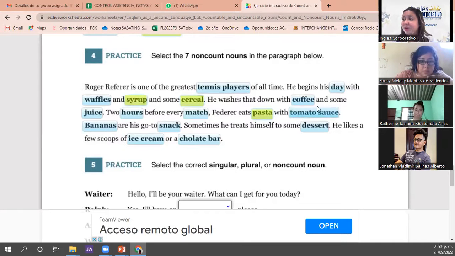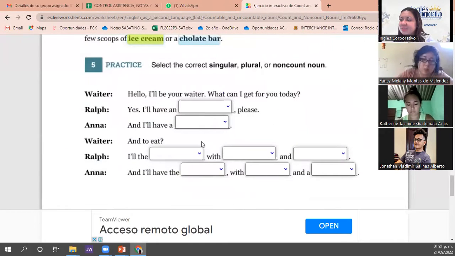Pasta, coffee, ice cream, juice. Tomato sauce, okay. Dessert. Juice. Okay. 1, 2, 3, 4, 5, 6, 7, 8. Oh, okay. So, coffee, juice, pasta, tomato sauce. There are only 7. I think this is plural. So we have 1, 2, 3, 4, 5, 6, 7. Okay, you can continue this. It says select the correct singular, plural, or non-count noun.